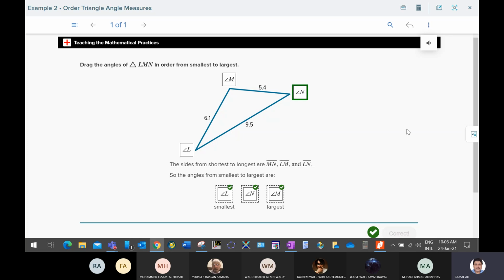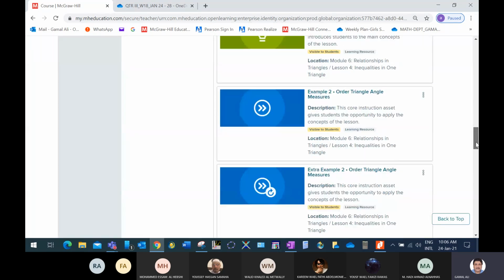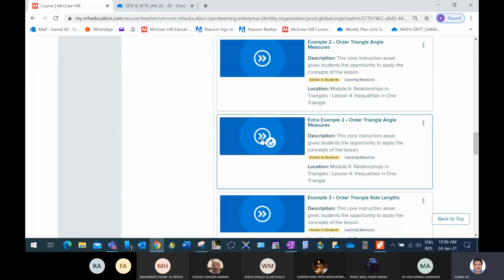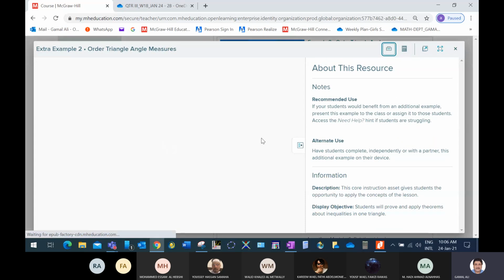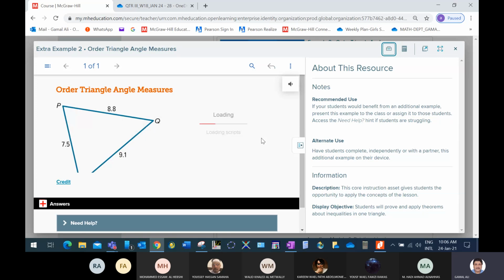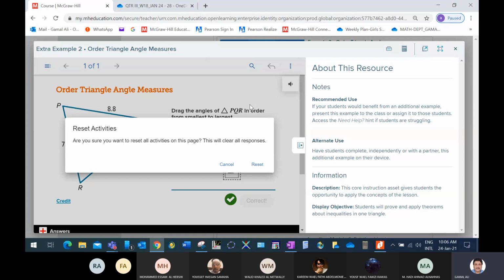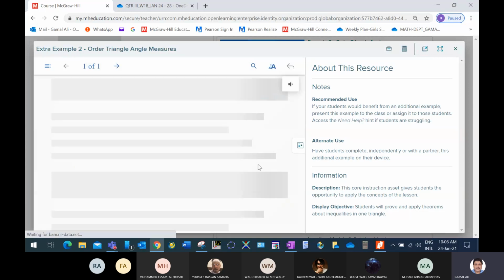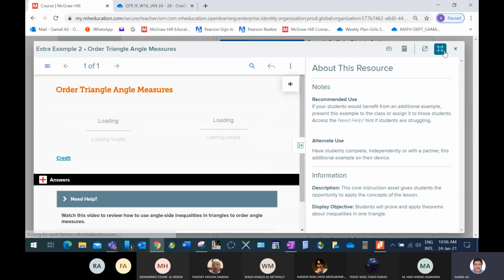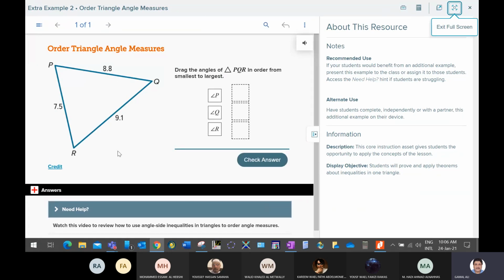Okay, Riyadh, can you solve the extra example with me? But here it will be the opposite, Riyadh. He will give you the measure of the angles. According to the measure of the angles, you will order the sides. Okay, Riyadh. It is the same.